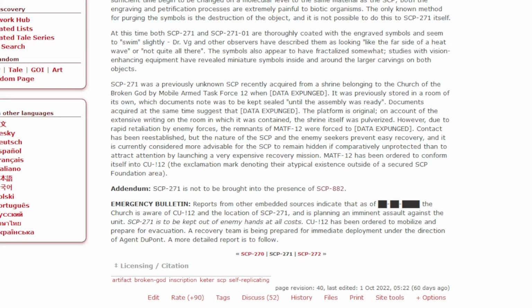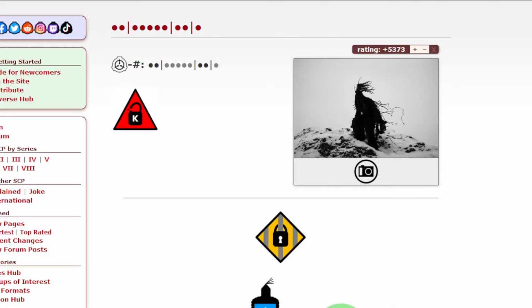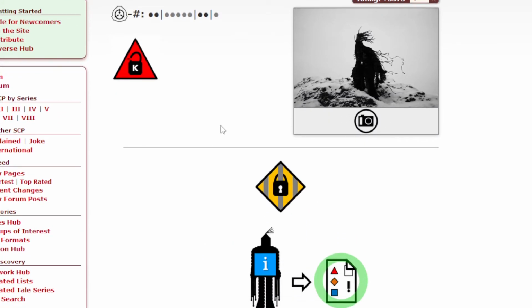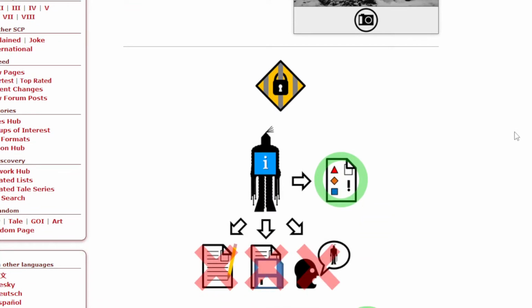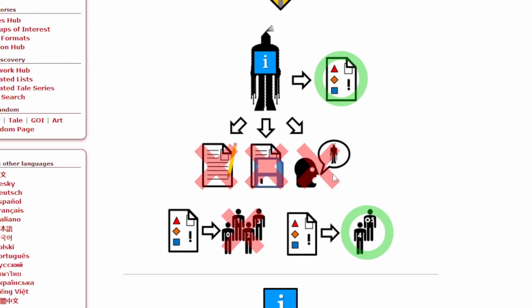SCP-2521 has 0 text. Okay, I'll search that one up. Oh, this is it. Oh, interesting. So it's Keter tier. It looks like that. Confinement information: images are fine, but any writing, digital or physical, is not allowed, as well as any speaking about it.